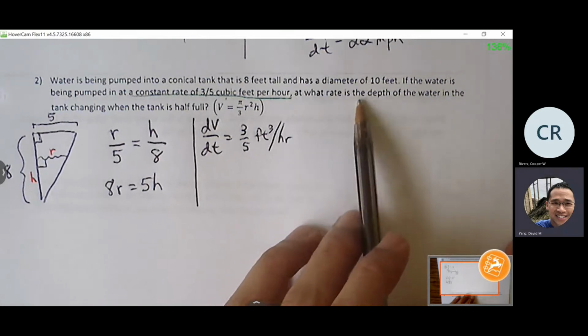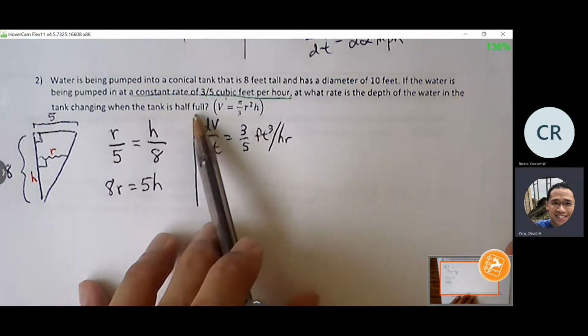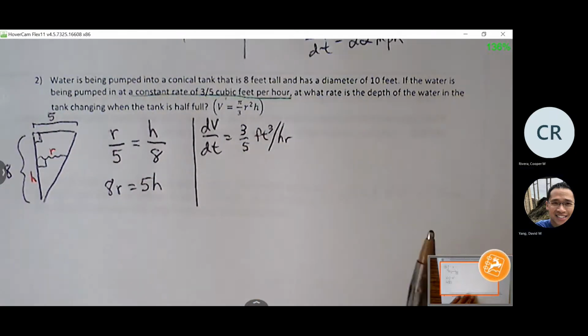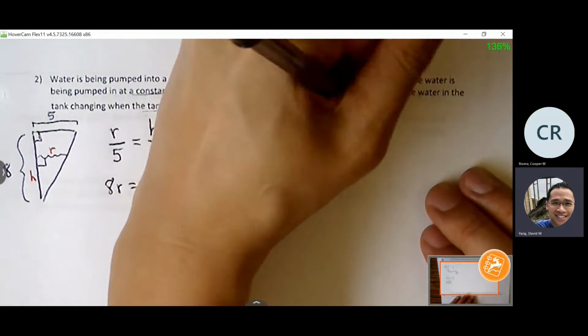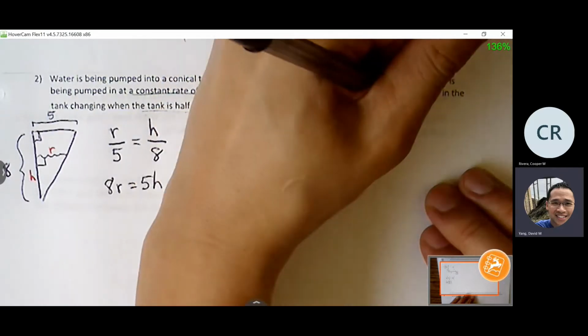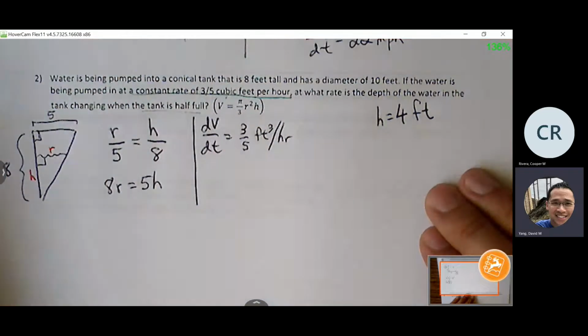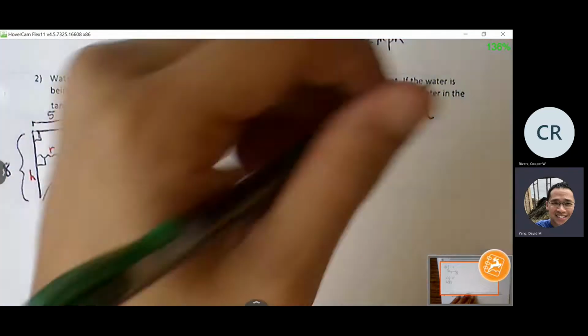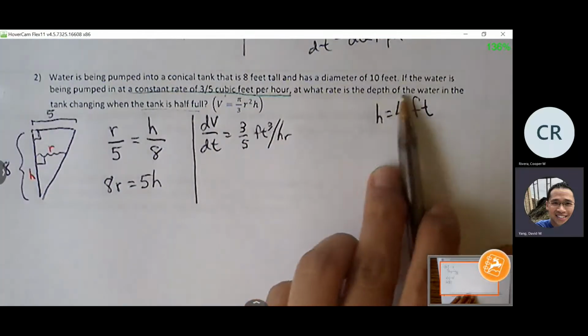At what rate is the depth of water in the tank changing when the tank is half full? h equals 4. But we have to be careful here. This is a moment in time. Oh, that's right. Rate of depth.